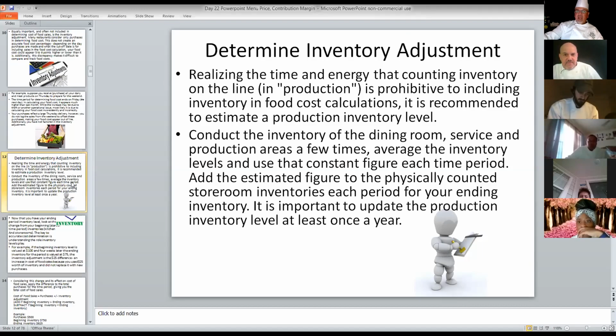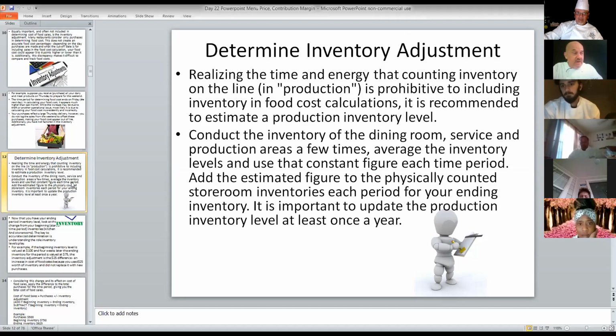So in the dining room, you've got sugar, salt, creamers, pepper. So you can count it once. And if it's kept the same day in, day out, that doesn't change. Tally it up, and you don't have to count that stuff every single month. Use that number. Chef, that's exactly right.